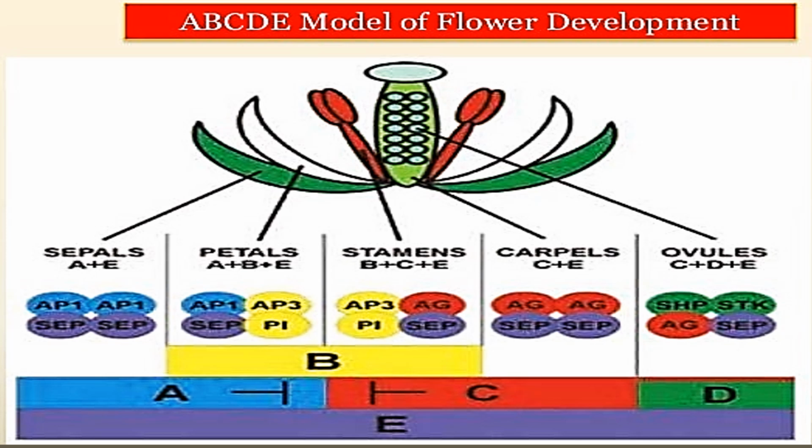So the class E gene is present along with all the genes, that is the class A, class C, class D and class B genes. So this is the ABCD model of flower development.